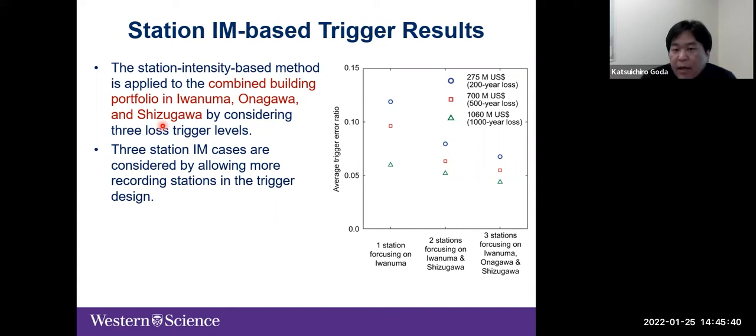By having just one station, as you can expect, the trigger loss is relatively large, but by having another seismic station and another tsunami station near Onagawa and Shizugawa, we can achieve a relatively good trigger error. So my conclusion would be, given the target location, we need to select suitable recording stations for the trigger design, but we don't have to add so many locations. Just adding one seismic and one tsunami location would probably be sufficient.